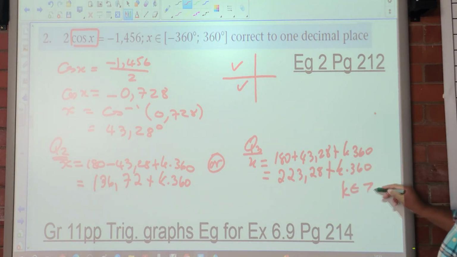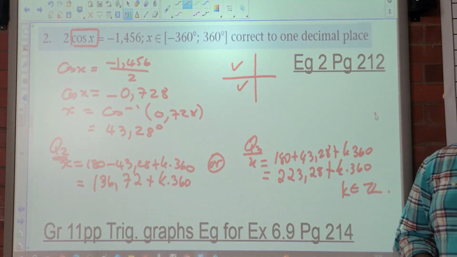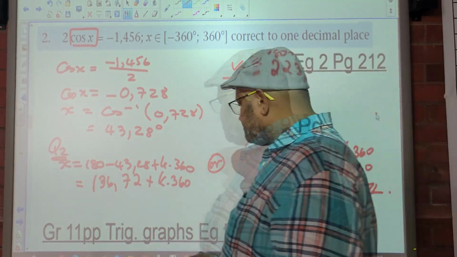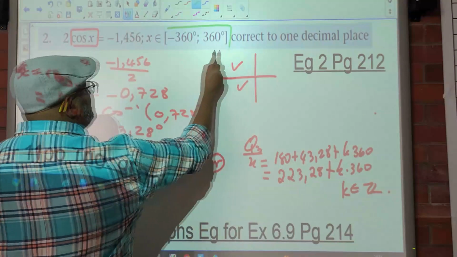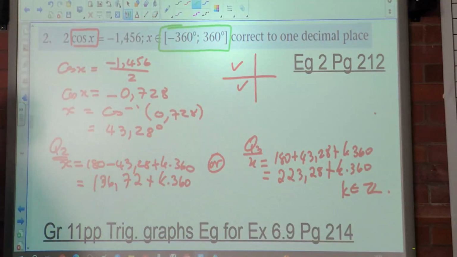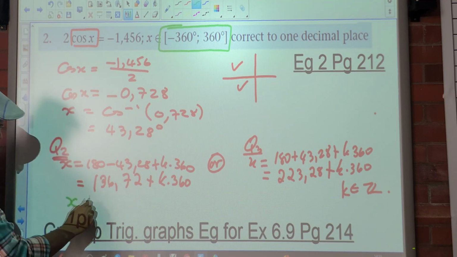You say k is an element of? Okay. Have you answered the question? No? They wanted within that given domain there. Alright. So what do I say? X is an element of?